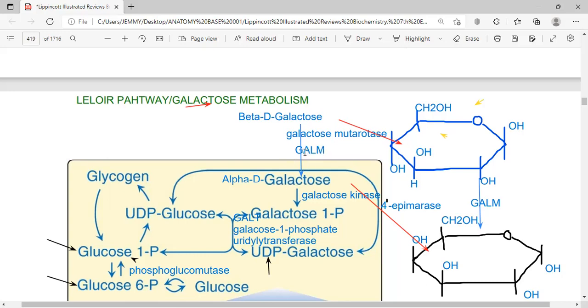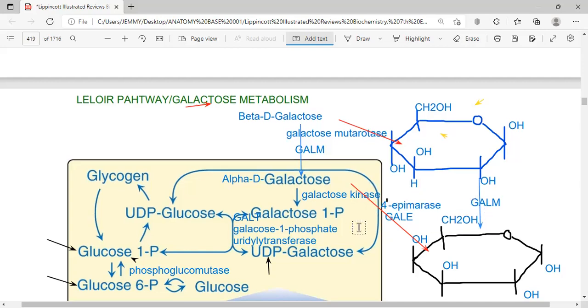Galactose mutarotase, galactokinase, galactose 1-phosphate uridyl transferase, or GALT, galactose transferase. And then, the galactose epimerase. So it is a UDP galactose 4' epimerase enzyme. Okay. So those four enzymes: galactose mutarotase, galactokinase, galactose uridyl transferase or GALT, then GALE.